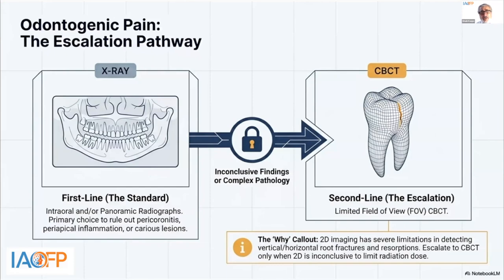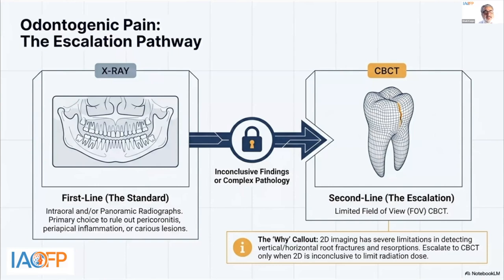Now, evaluation of endodontic pain follows a stepwise approach. We have to start with the intraoral X-ray and panoramic X-ray. As a first line, as dentists, I'm sure most of you have intraoral X-rays or panoramic X-rays. So we have to rule out caries or periapical diseases. If findings are unclear and we have more complex pathology, we should suspect something different, and we have to escalate the imaging to a limited-view CBCT.